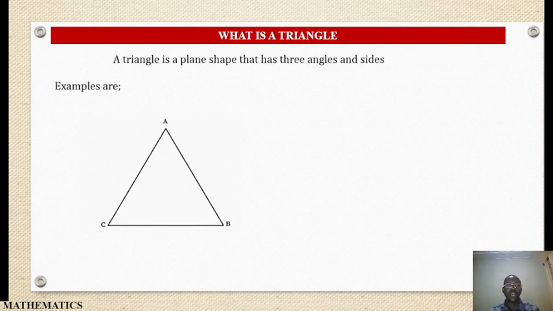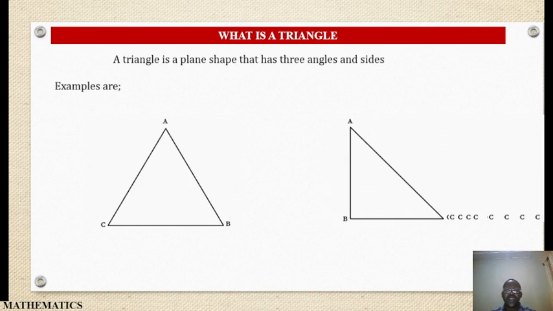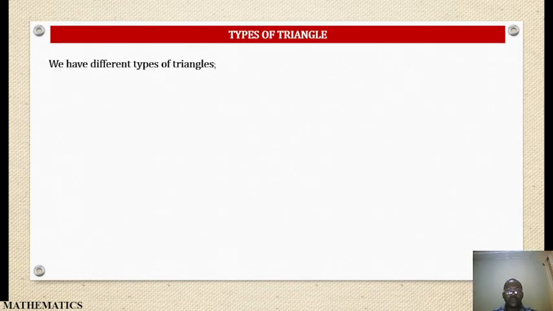We have three angles like A, B, and C. We have the sides like AB, that's side AB. We have side BC, and we have side AC. And this is another wonderful example. You can see that we have A, B, C there too, and this particular one is a right angle triangle.